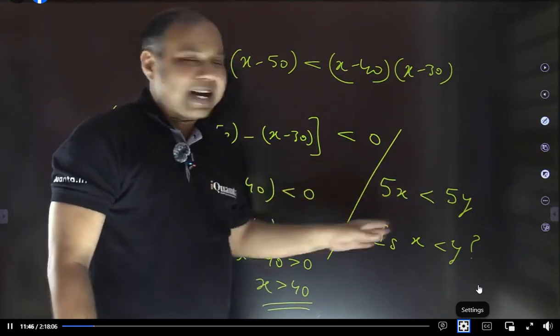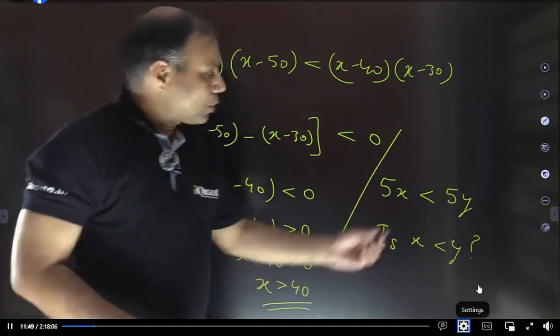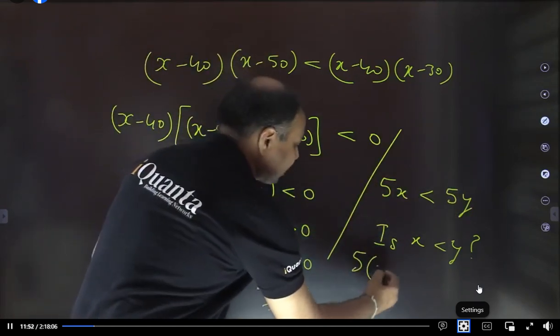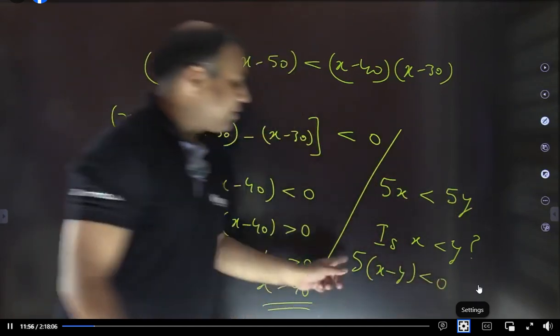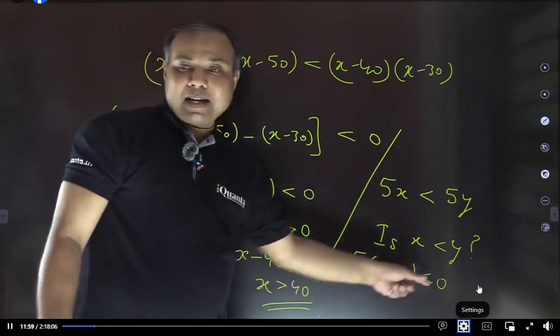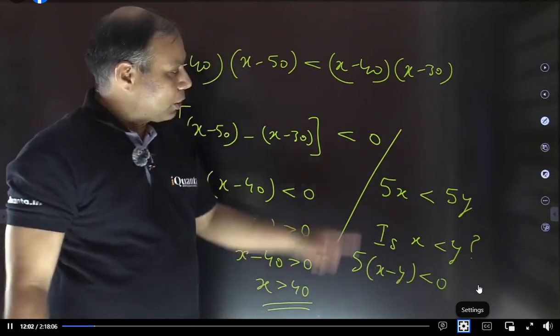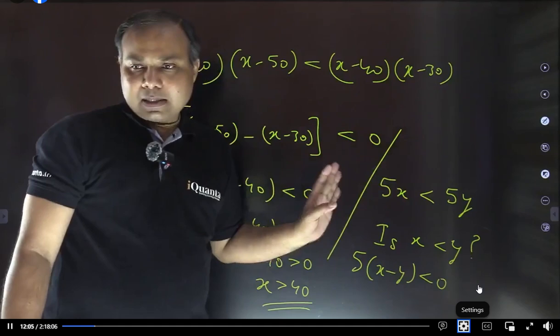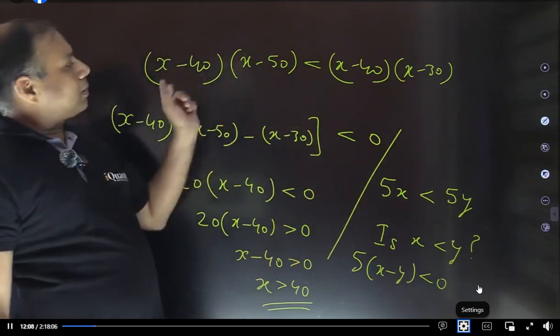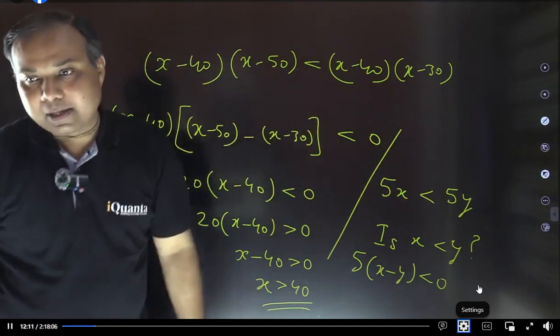So 5 is a constant number that can be directly cancelled, and even if we don't cancel it, bring 5y on the other side, we'll have 5 times x minus y is less than 0. Now 5 is certainly a positive number, so x minus y should be negative. That means x is less than y. Okay? So whenever we have a constant term, we can cancel it directly, there's no issue. But if we have a variable term as a common term, that can't be cancelled certainly. Fine?